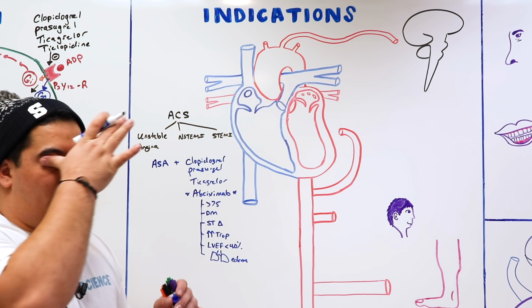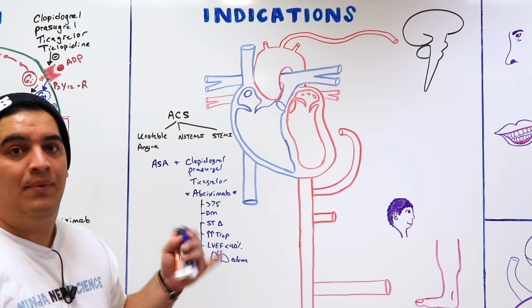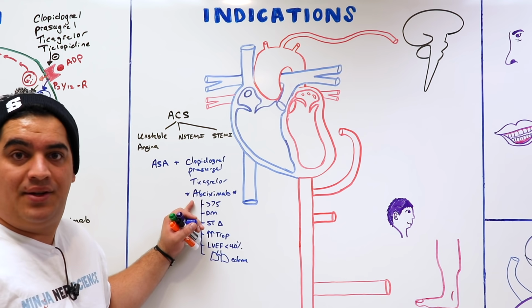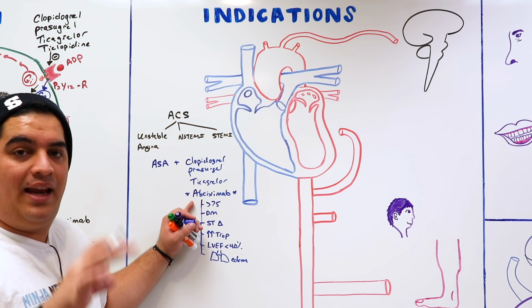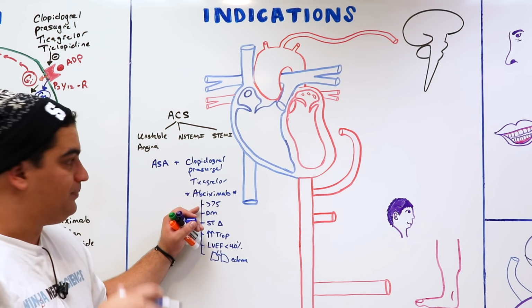The reason why you don't give Abciximab commonly for people who are going to be getting PCI because they have an acute MI is because it has a very high bleeding risk. Okay, you got to remember that. The GP IIb/IIIa inhibitors have the highest bleeding risk.